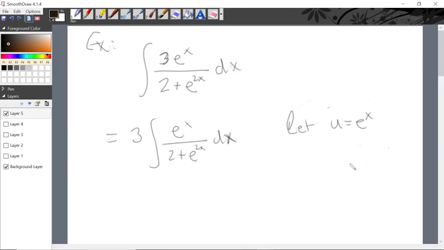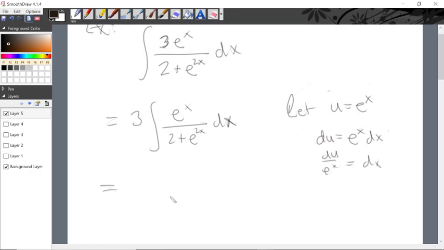Let's let u equal e to the x. Consequence of that, du is e to the x dx. Okay, there's an e to the x and a dx. We could also solve this for dx and get du over e to the x. Either one, whichever one is easier for you.